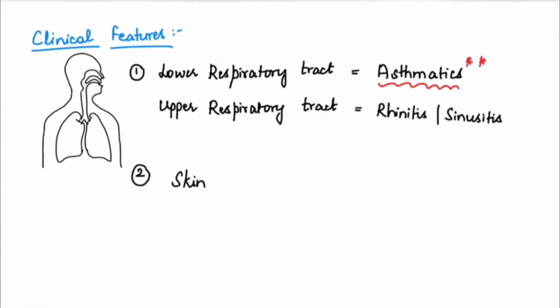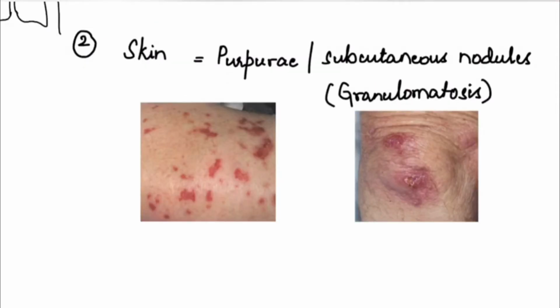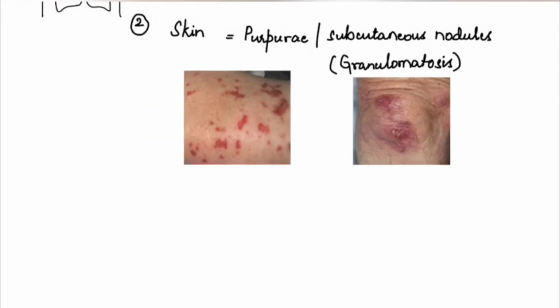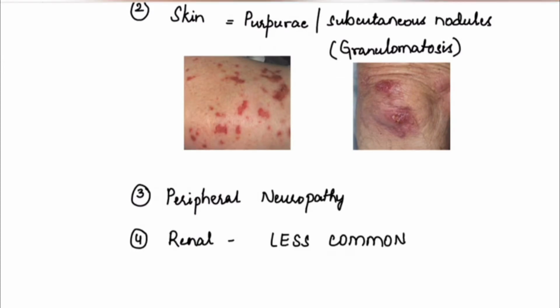Skin involvement can be present in the form of purpura or in the form of subcutaneous nodules, and these nodules are because of these granulomatous deposits in the skin. So these are the pictures showing purpura and subcutaneous nodules. Other features include peripheral neuropathy, and renal involvement is less common and less severe.